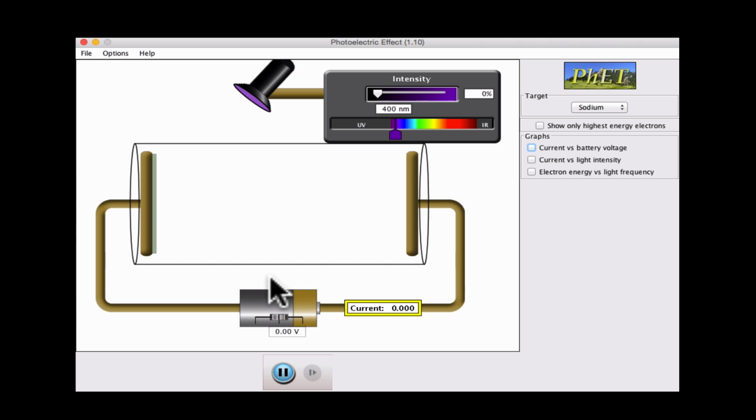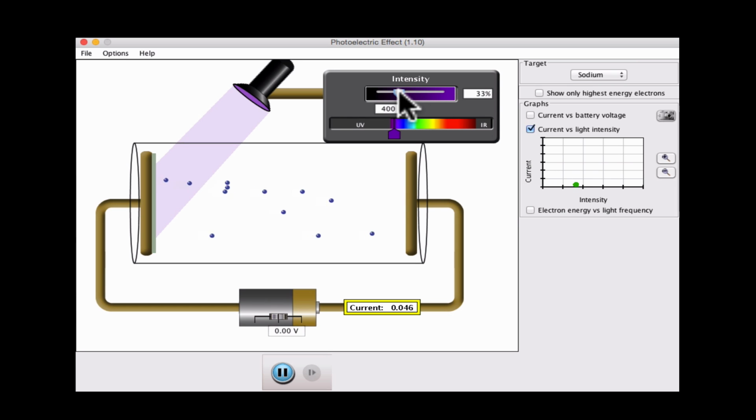This battery is here to potentially counterbalance that current so we can reason about the energies of the electrons that are ejected. So if I start the lamp off here, we can see that as intensity increases, and I'll just show the graph for us, as the intensity increases, the current increases. And that should make intuitive sense. As the light gets more intense, the current goes up.